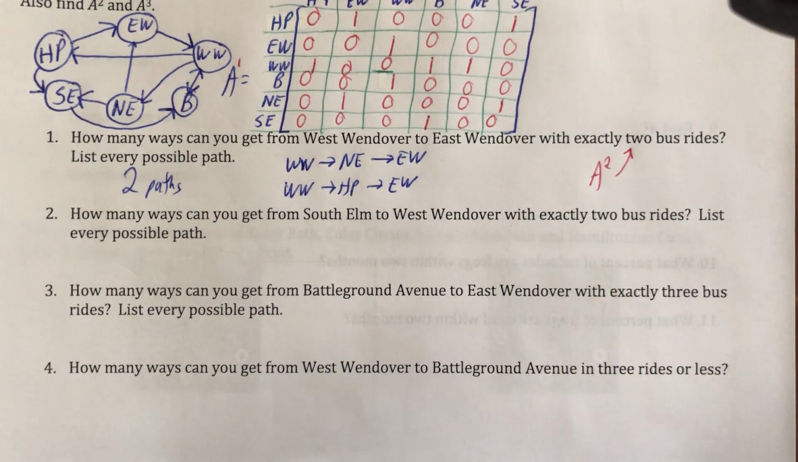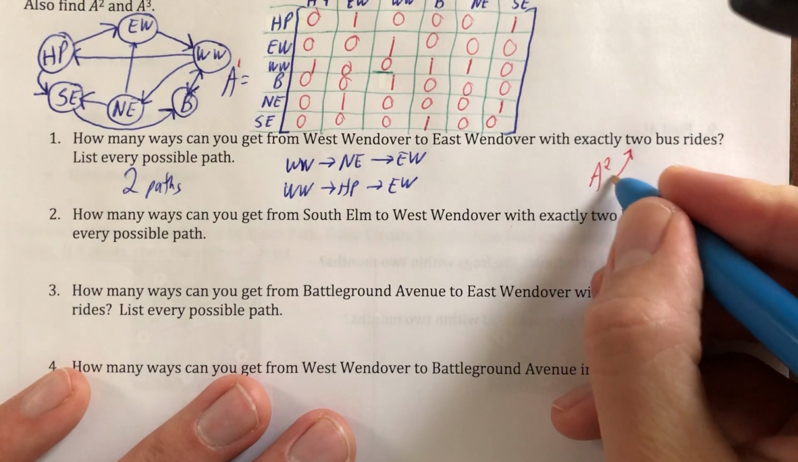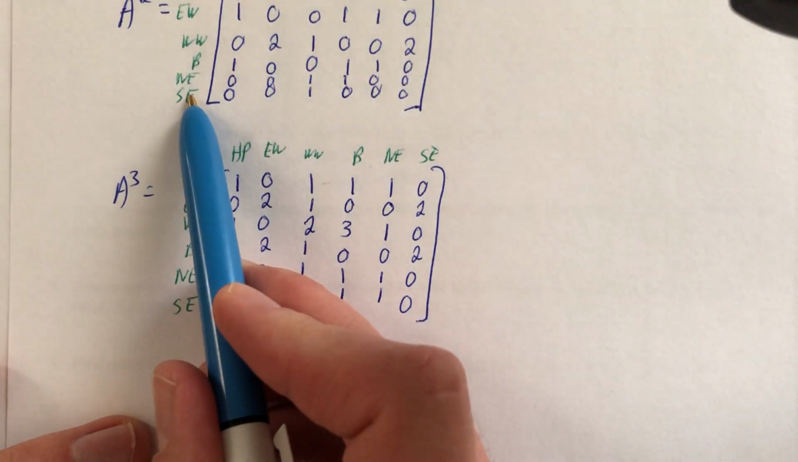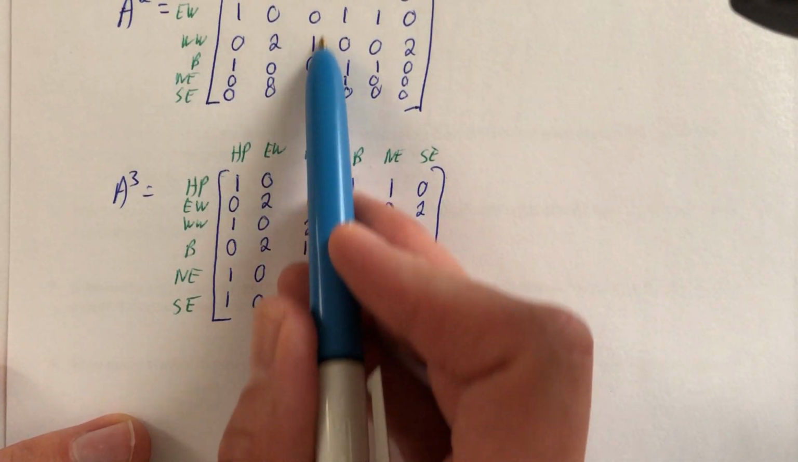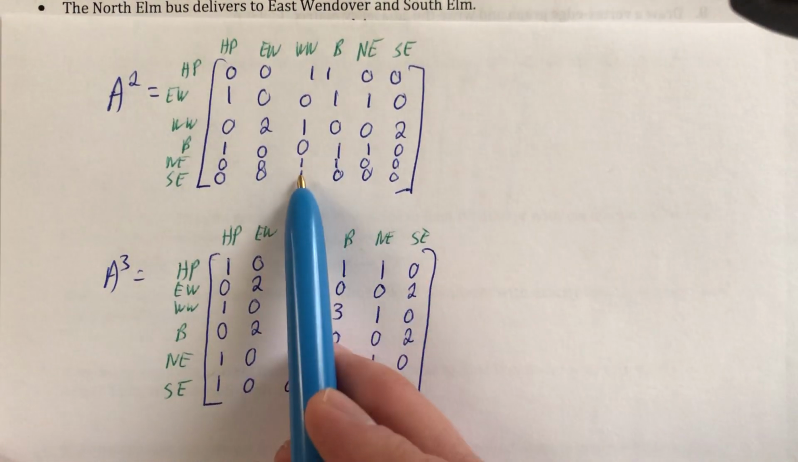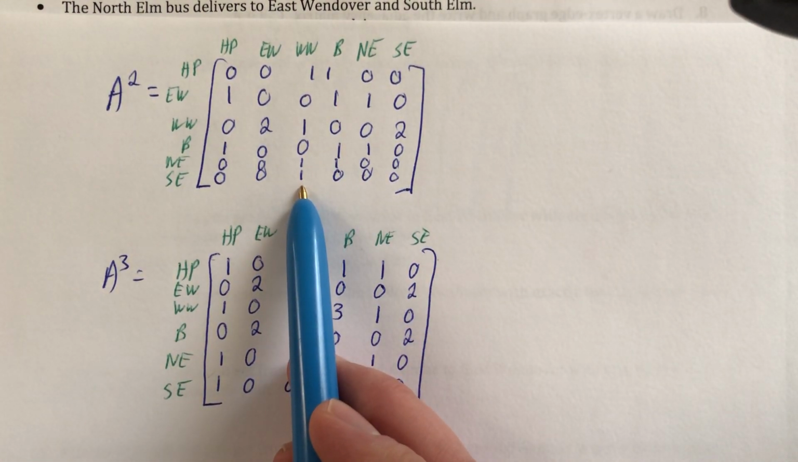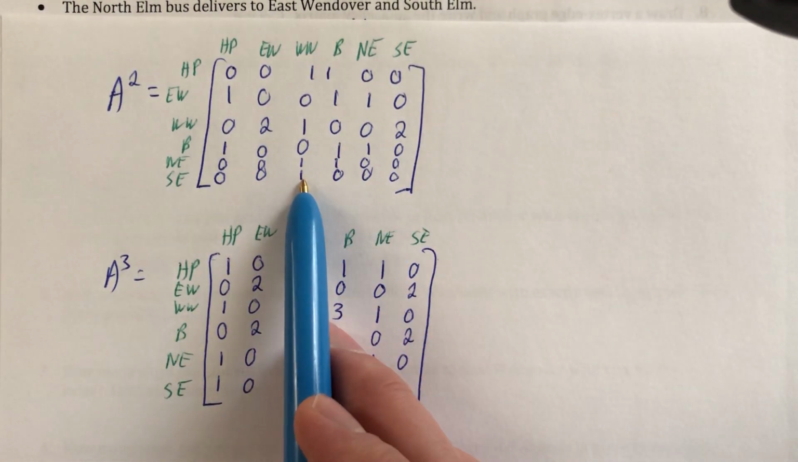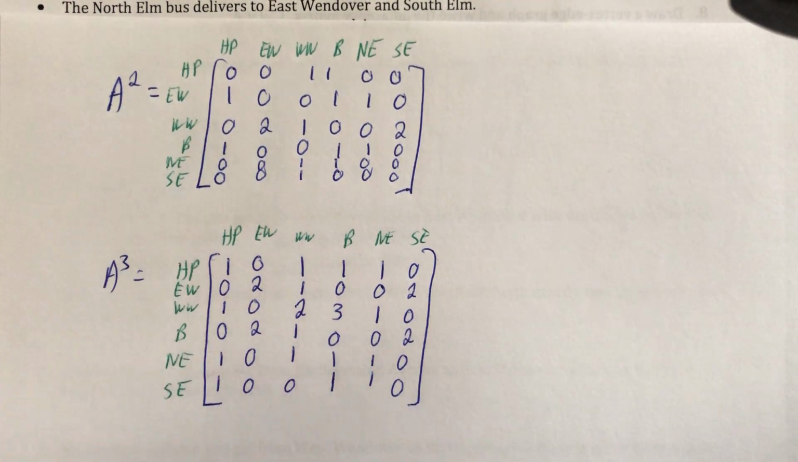So 2 bus rides, same idea. This means A is squared. I'm looking at the same matrix, and I want to go from South Elm to West Wendover. So South Elm to West Wendover, that's 1. Just 1. There's 1 path that I can take from South Elm to West Wendover that takes exactly 2 bus rides.